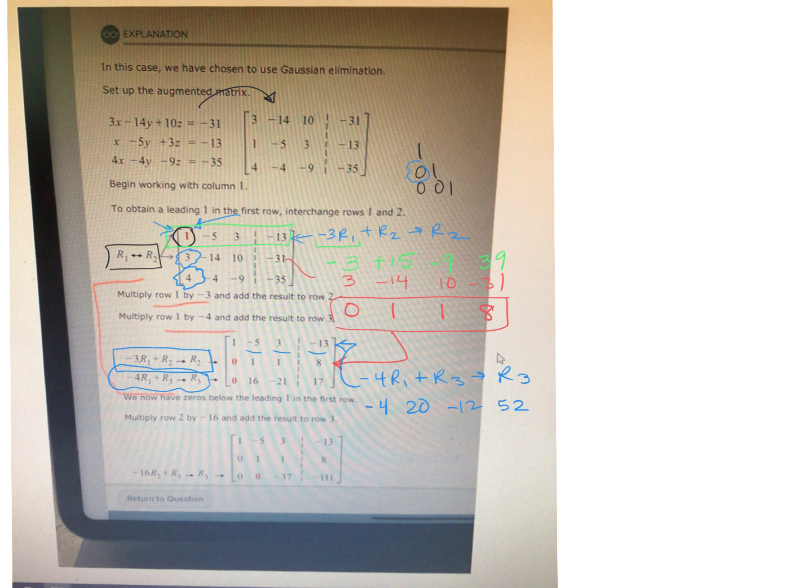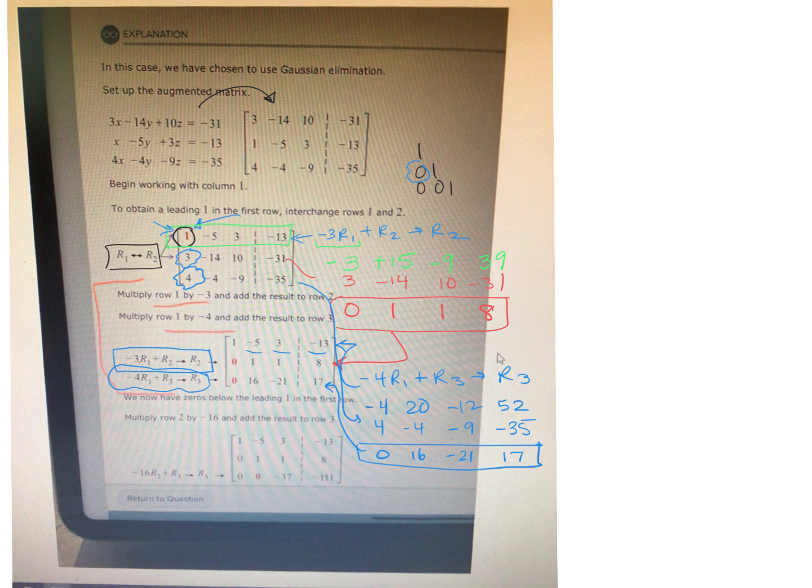I'm going to write row 3 right below it. Oops, let me back up. The original row 3, which was 4, -4, -9, -35. We add those together, we get 0, 16, -21, and then 52 minus 35 will be 17. And so you can see this is that new row 3 that they have.